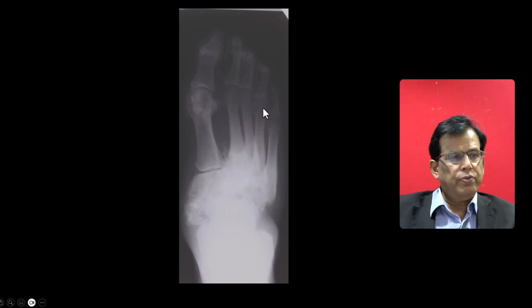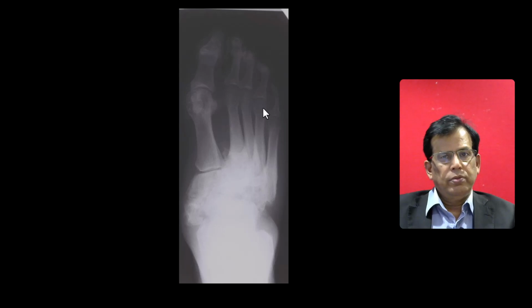Okay, I know the projection is not clear, but I have been provided with a single projection of the foot, a frontal projection. Taking time to review through the entire X-ray.